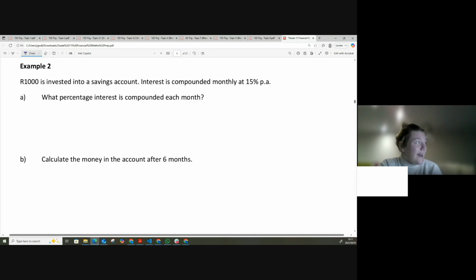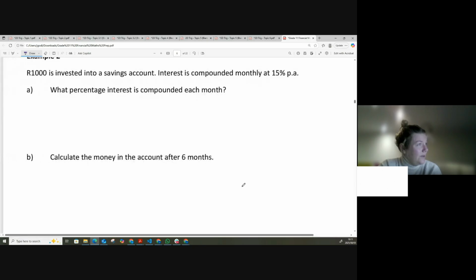We've got 1,000 Rand that's being invested into a savings account, and the interest is being compounded monthly at 15% per annum. What percentage interest is compounded each month? That is your first question. And you've got B on the board as well. So see if you can, oh yeah, I can zoom in for you. Does that help?